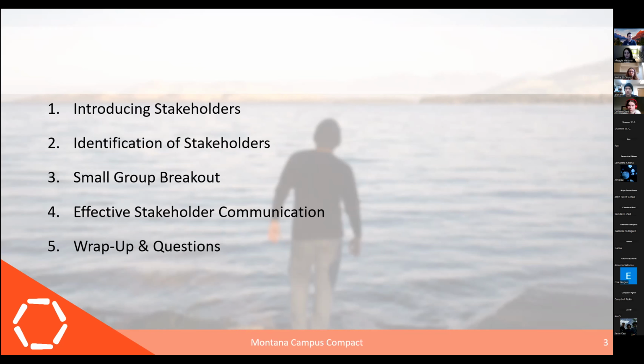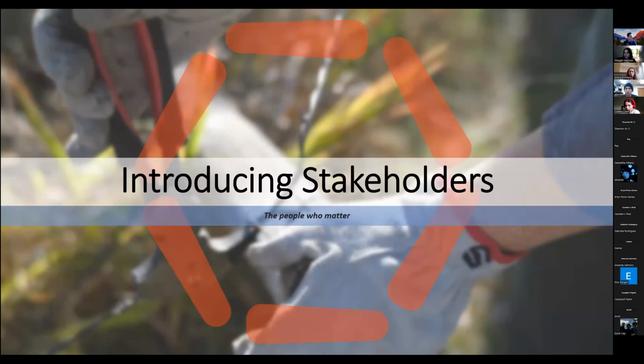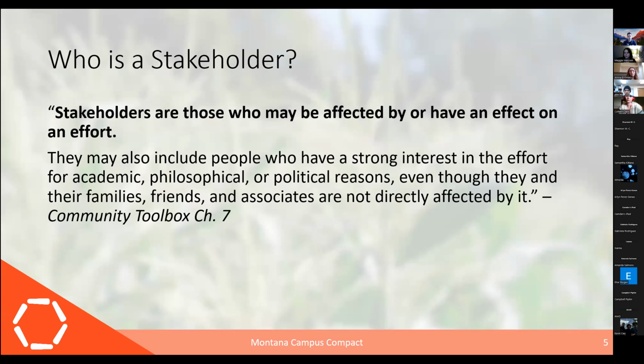So with that said, let's move on to introducing stakeholders. Quite honestly, in the work within civic and community engagement, these are the people that truly matter. So we need to work with some sort of framing. We need a definition to grab on and begin to build off. What we tend to use is this Community Toolbox product that we use very much as a reference piece, and so we pulled our definition from that.